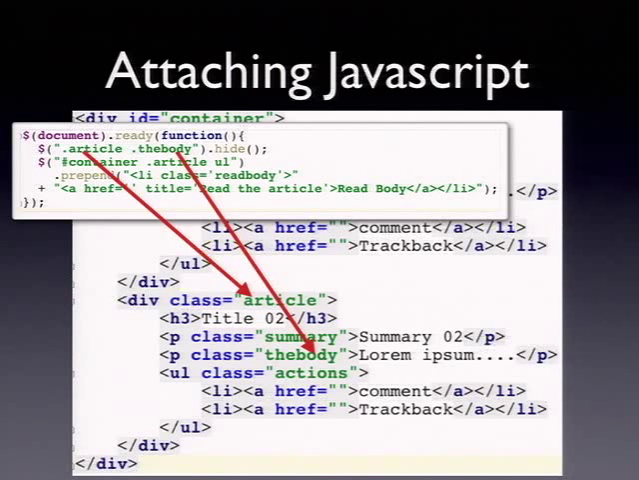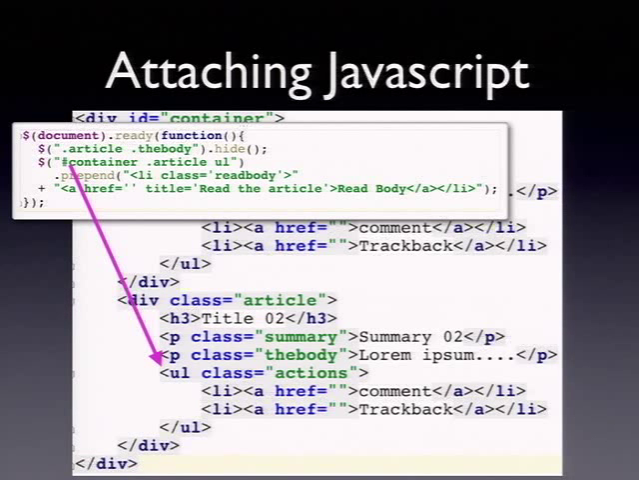Then the next thing they might do is add a new action to that list where it says comment and trackback, which is like read the article or expand it, so now you can see it. So they say, find the container tag, then find the article element, and then find the UL element. And I'm going to prepend an LI as the first child of that UL, and it says read the article or read body. So it's a link. See that A link up there.